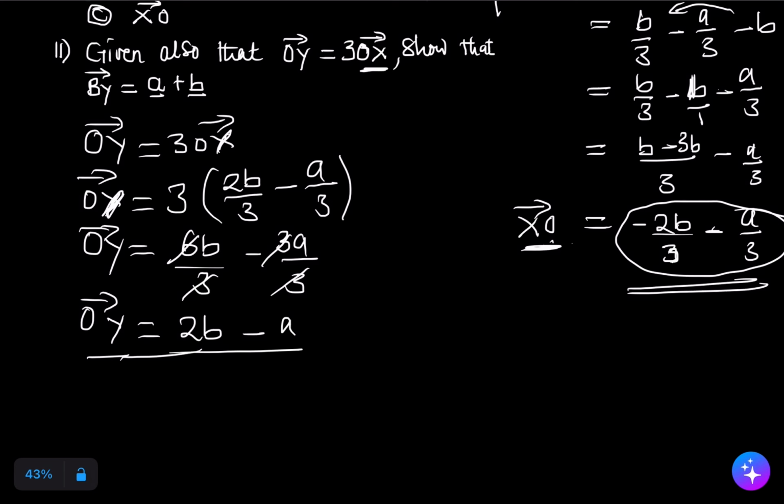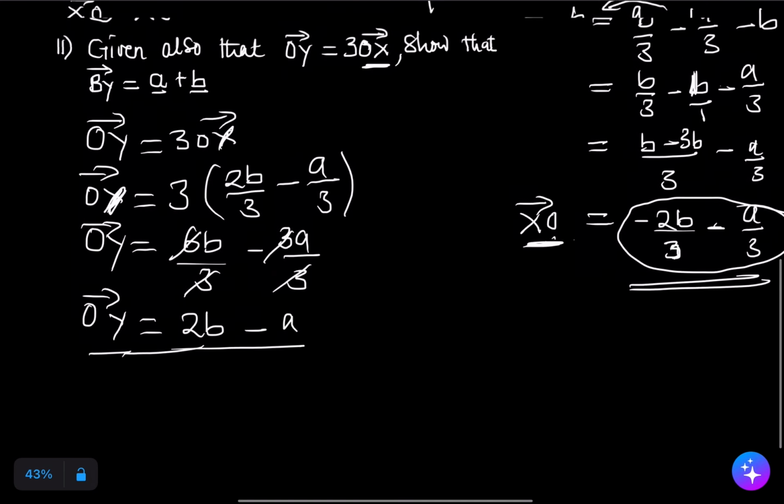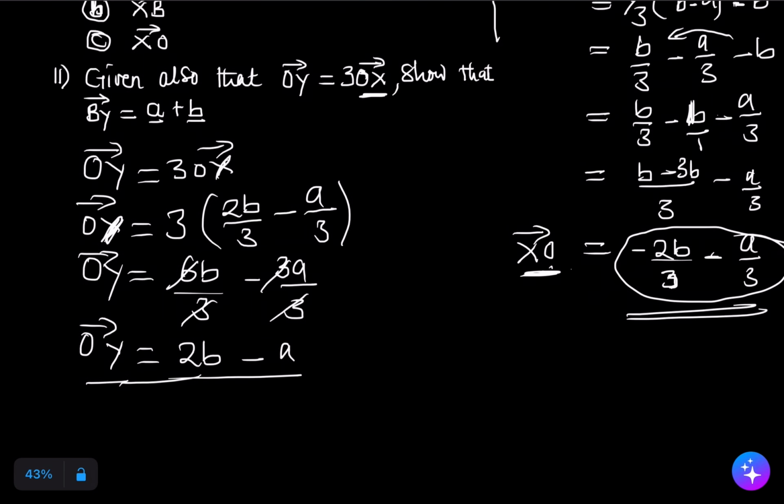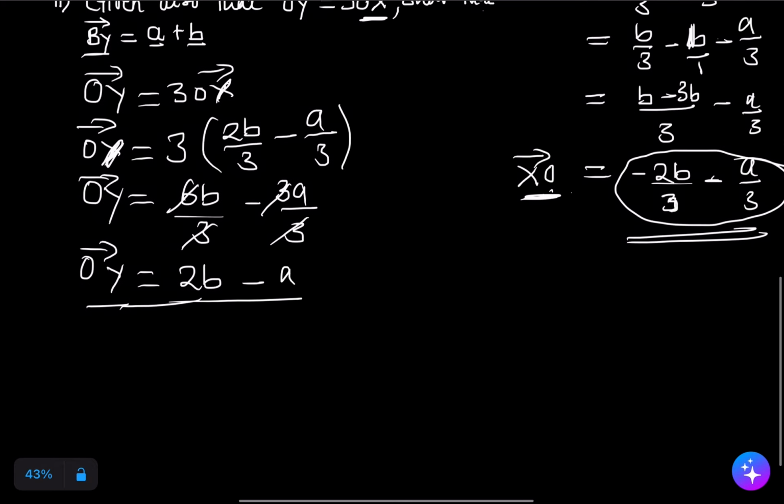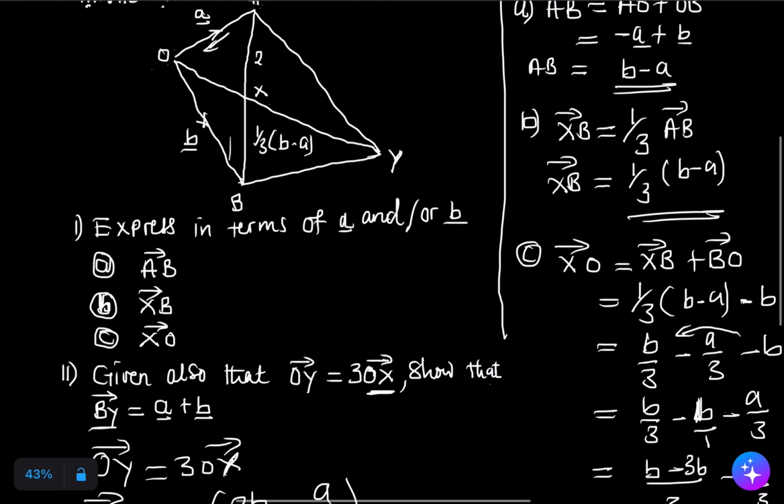So upon getting OY, now we can see the other things that we are given. We are told to show that BY is equal to a plus b. To show that, we first create a path for BY. What is our BY? BY is the actual movement of the vector from B to Y at this point. So we choose another route that we can use to move from B to Y.